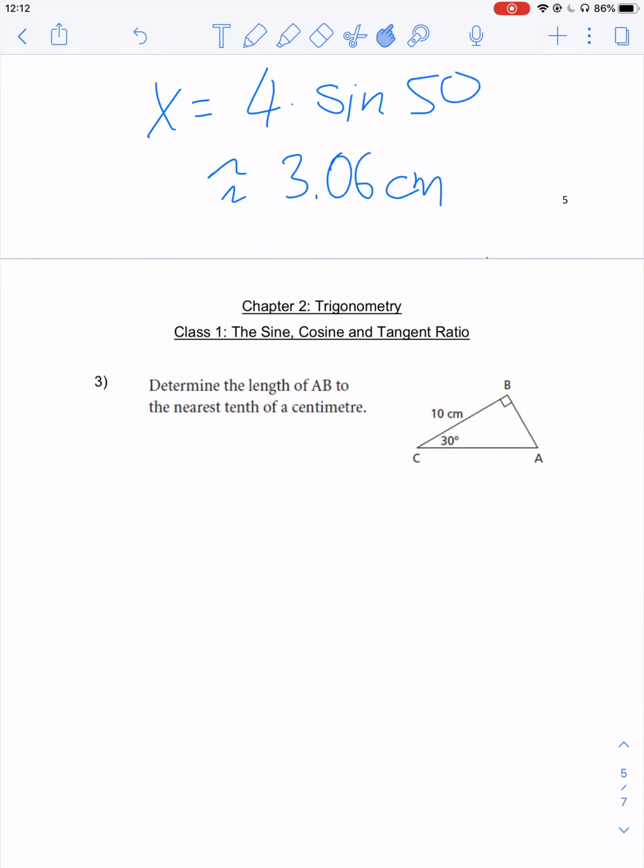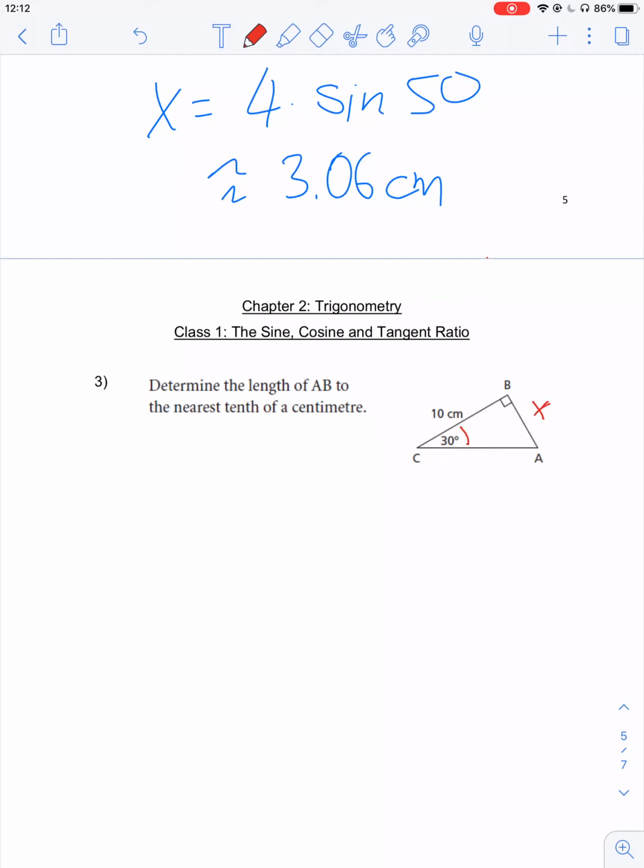Now let's do one more question, and then I will stop over here and assign you homework. So this one I'm going to go slightly faster because I think I spent a lot of time on that question. Determine the length of AB to the nearest tenth of the centimeter. Okay, so they're asking me to find the length of this. I'm just gonna put x over here. This is what I'm interested in.